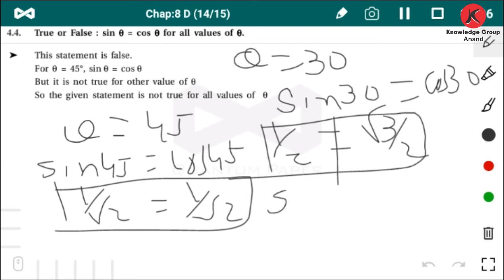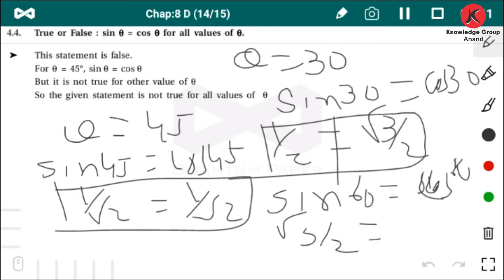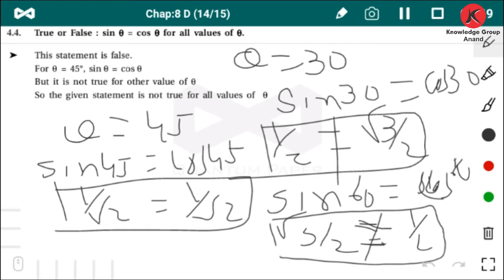Otherwise we take sin 60 is equal to cos 60. Sin 60 is root 3 by 2, and cos 60 is 1 upon 2. Is it clear? Is it true? No, it is wrong. Root 3 by 2 is not equal to 1 upon 2, like for 0 and 90.